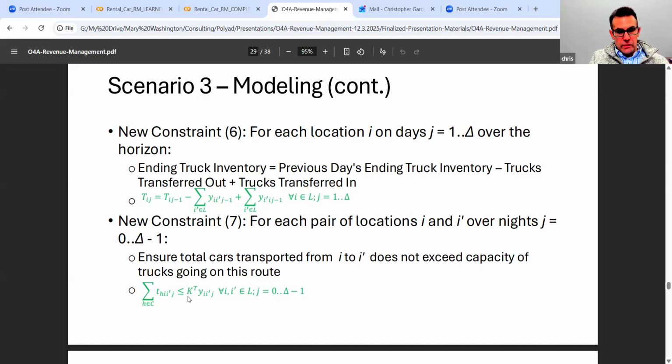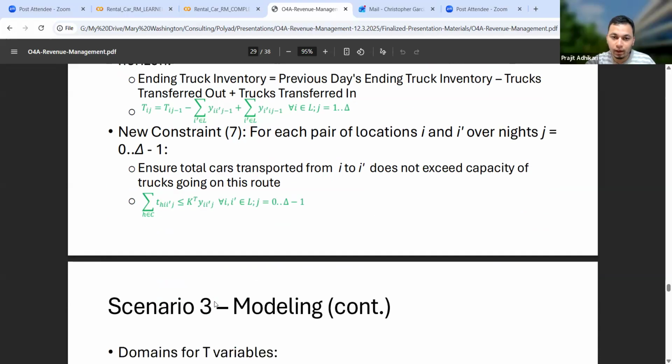We need to make sure that the total cars transferred out across all car classes of a particular node, again, so T_H,I,I',J is going to be the total number of cars of class H transferred from location I to location I prime on night J. That total has to be less than K_T, which is my truck capacity, times the number of trucks transferring out. Okay, and this will make sure that I respect my capacity constraints here. This is going to make sure that I don't transfer more cars out than I actually have trucks going.